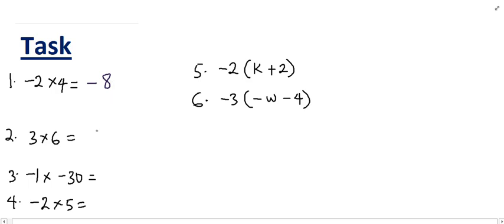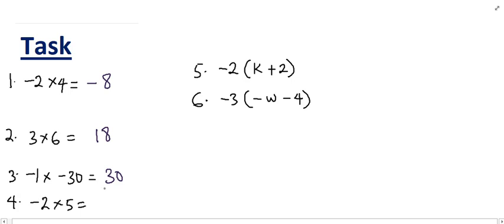3 times 6 is 18, and they are same sign, so positive. Same sign again, positive. 1 times 30 is 30. 1 times anything is that same thing. Like 1 times 100 is 100. 1 times 200 is 200. A quick example: 2 times 1, 2. 3 times 1, 3. 4 times 1, 4. Simple. So whenever one multiplies a number, it gives you that same number.